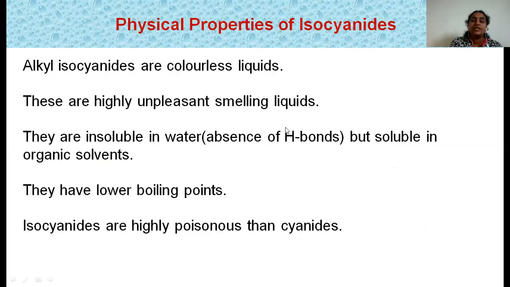Next, coming to the physical properties of the isocyanides: alkyl isocyanides are colorless liquids. These are highly unpleasant smelling liquids. They are insoluble in water due to the absence of hydrogen bonds, but soluble in organic solvents. They have lower boiling points. Isocyanides are more poisonous than the cyanides.